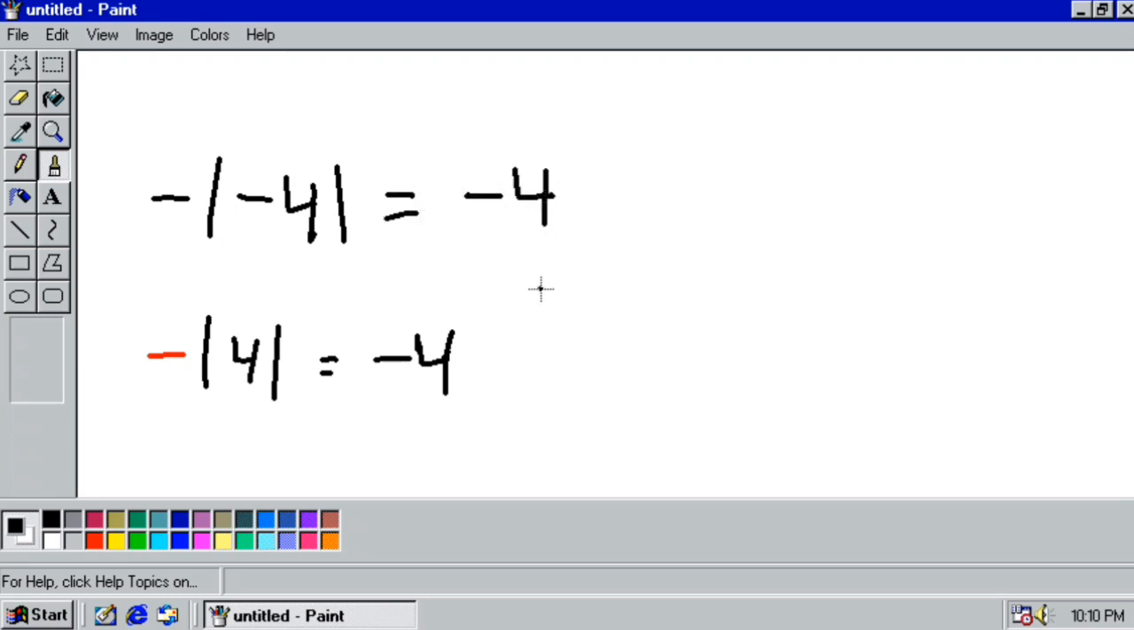So I hope you understand this topic about absolute values.